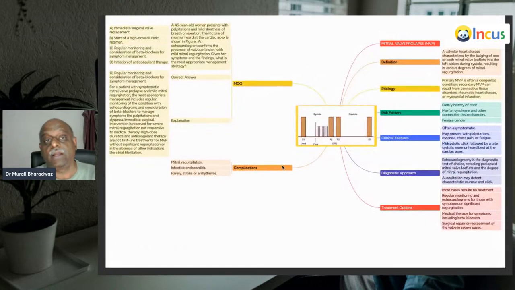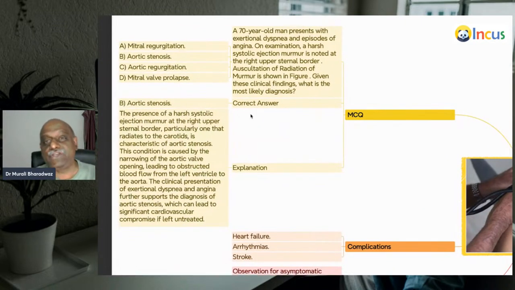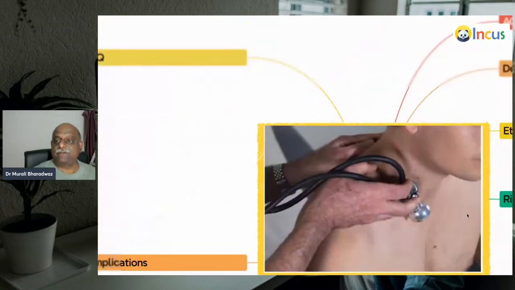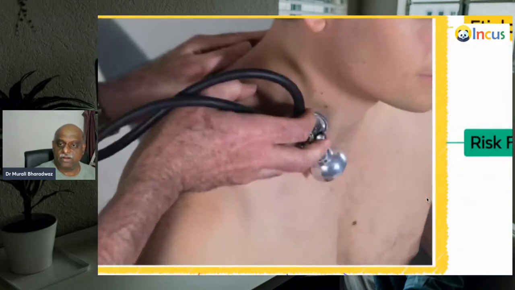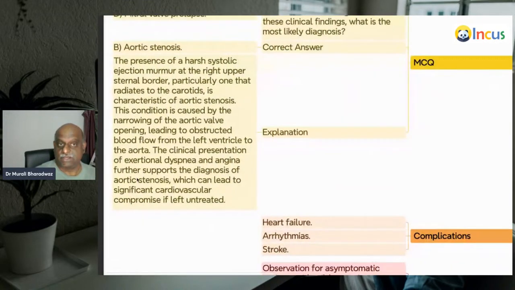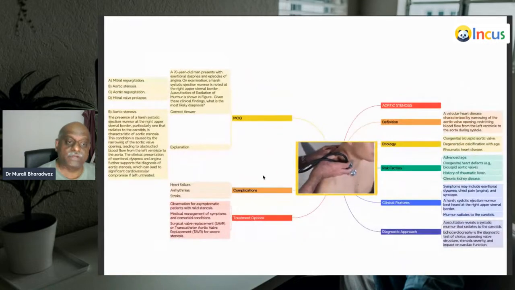Now, doctor, 70-year-old man presents with exertional dyspnea, episodes of angina, harsh systolic ejection murmur. So what are you seeing here? You are looking for the radiation of the murmur into the carotids. Right, doctor? So, which is the murmur that radiates into carotids? It is a harsh systolic ejection murmur at the right upper sternal border that radiates to the carotids is characteristic of aortic stenosis, is what you need to remember.